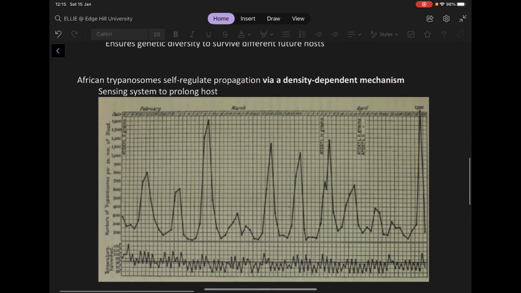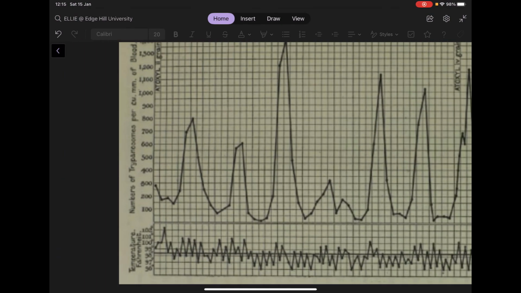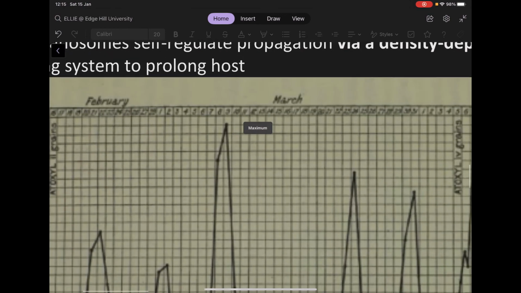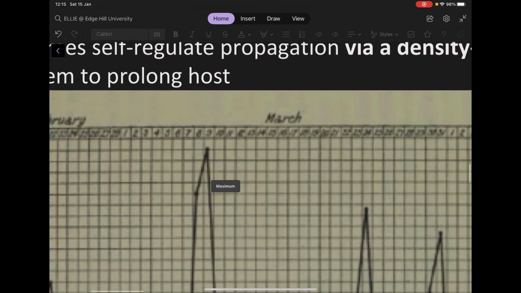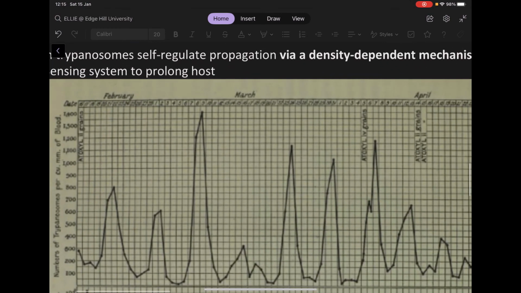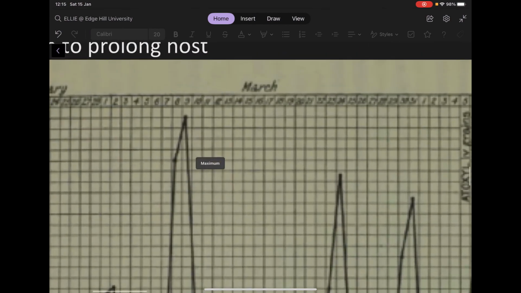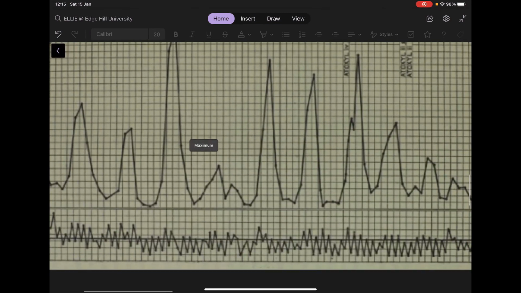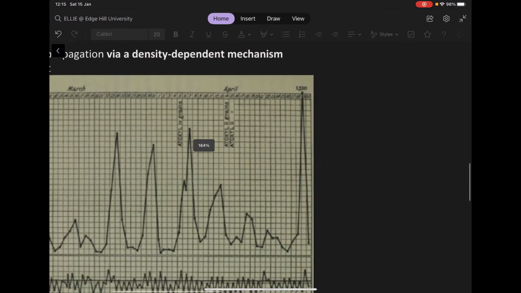And you can also see that they self-regulate via density-dependent mechanisms to prolong the host, because if it's injected into a host and the numbers get too high, then the host could die because of the damage that occurs. So it self-regulates, and once it's peaked, it drops back down again, and it's sort of like a fever cycle.